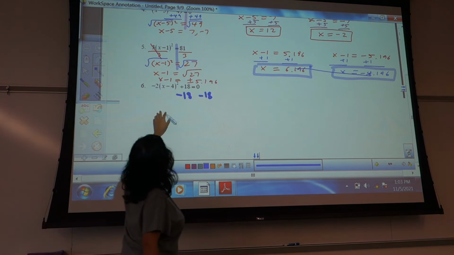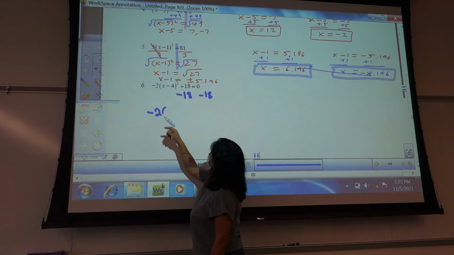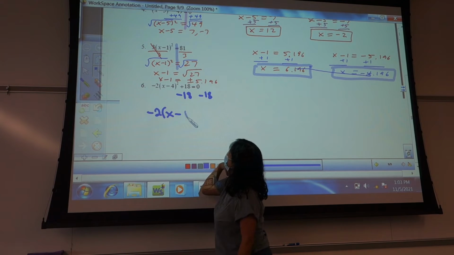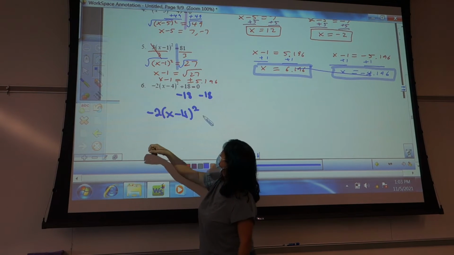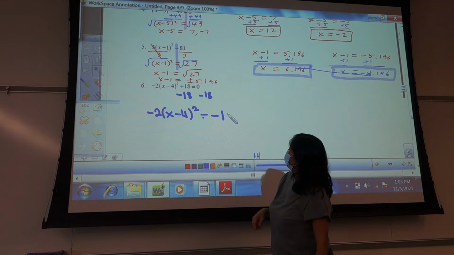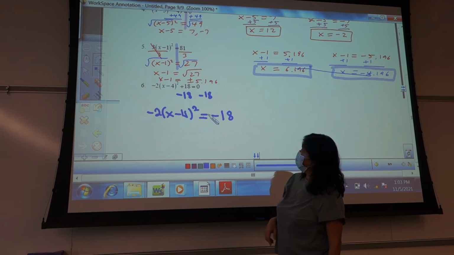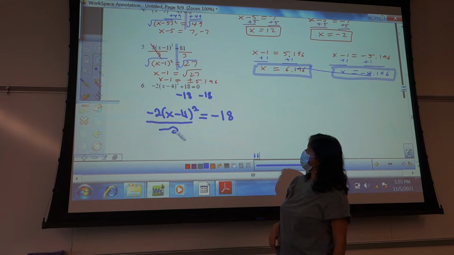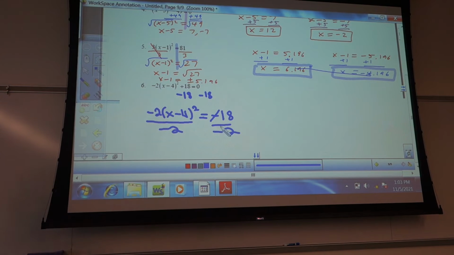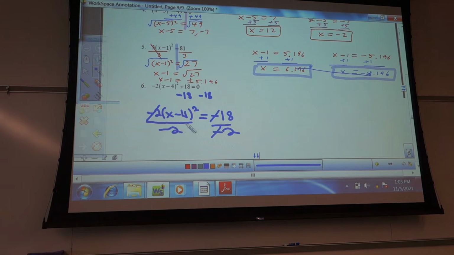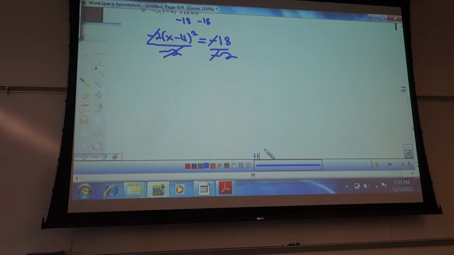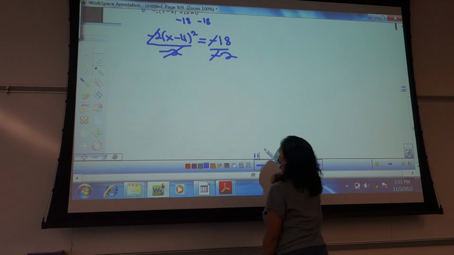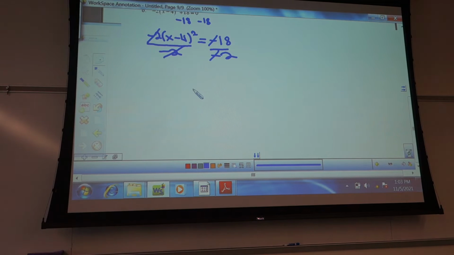Great, so you subtracted 18 from both sides? Is everyone on board with that? You want to get this by itself first. Okay, so we got minus 18, and then divide by -2 on both sides. These cancel. These cancel.